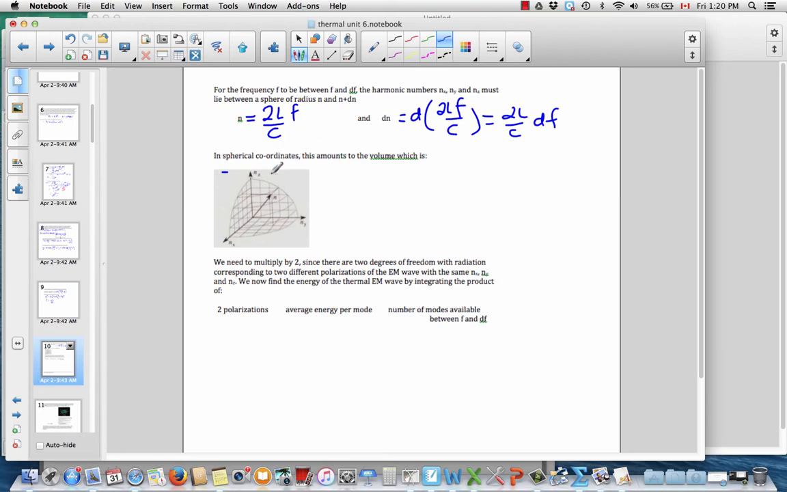Because then we can say, hey, what we've really got here is a volume for this spherical shell that is surface area times thickness. This will be the set of all n values that give us the frequencies that we want in this frequency range. So the surface area will be 4 pi n squared. The thickness will be dn. So that would be the entire sphere. Then we're just going to divide by 8 at the end.